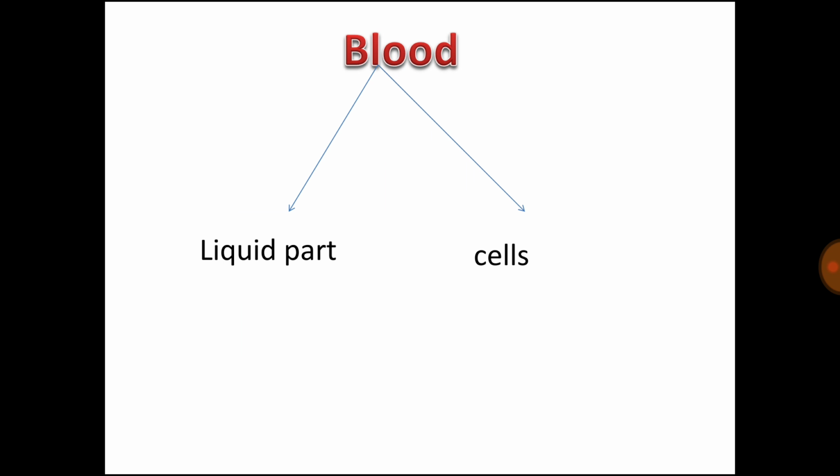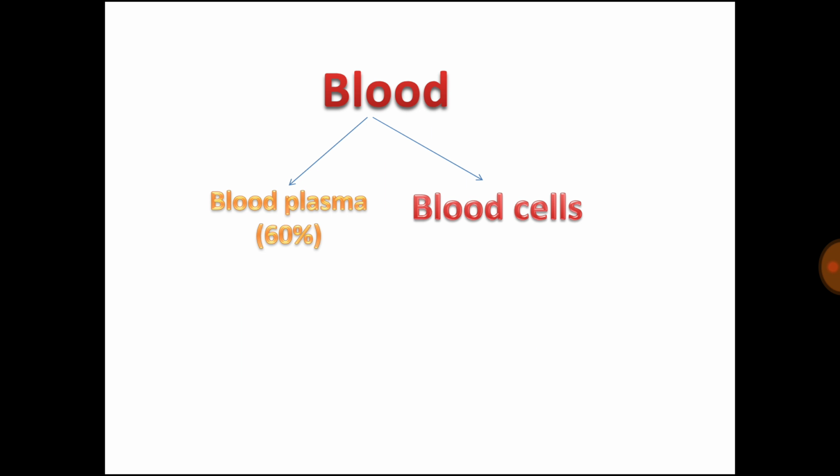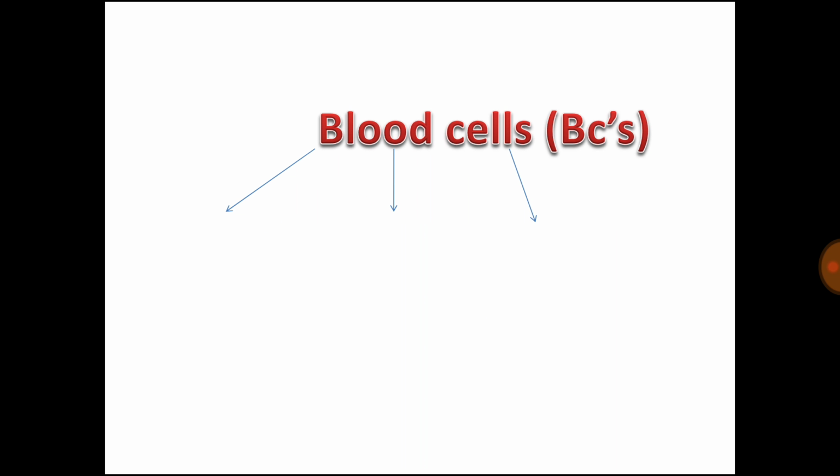As per the definition, blood has two parts: the liquid part and the cells. The liquid part is also known as blood plasma, and the cells are known as the blood cells. Blood plasma is 60% and the blood cells are 40%. Blood cells are also called blood corpuscles, in short known as BCs, and there are three types of blood cells: red cells, white cells and the other cells.